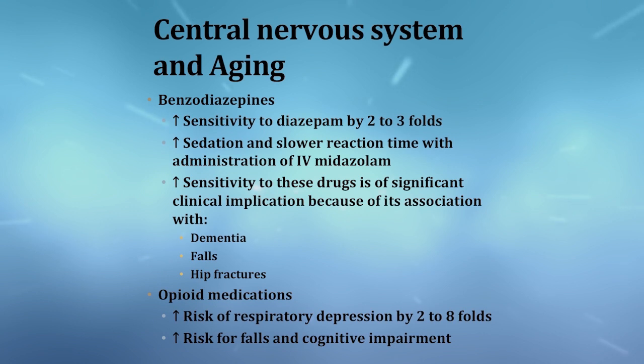What about opioids? With opioid medications and aging, there will be an increased risk of respiratory depression by usually 2 to 8 folds, and there will be an increased risk for falls and cognitive impairment.